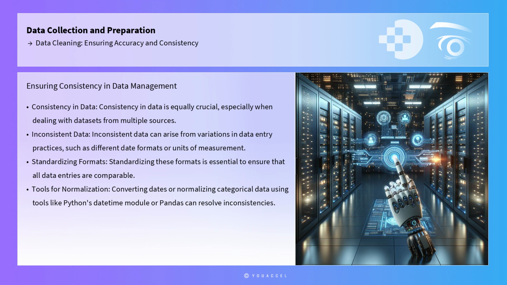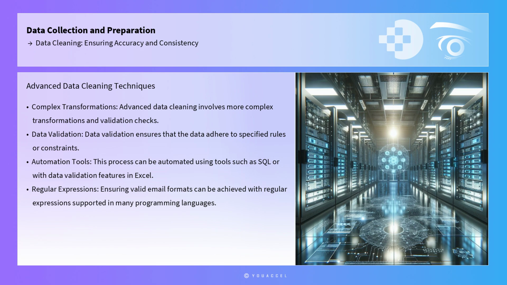The same applies to categorical data, where variations in spelling or capitalization can be normalized using functions available in tools like Excel or Python's Pandas. Beyond these foundational techniques, advanced data cleaning involves more complex transformations and validation checks. Data validation ensures that the data adhere to specified rules or constraints.